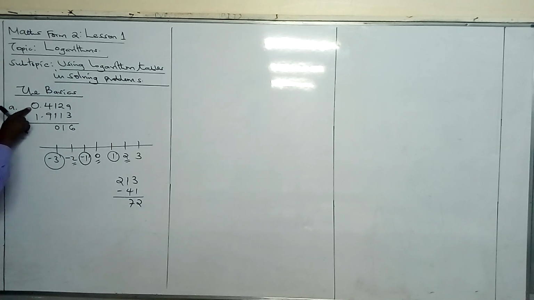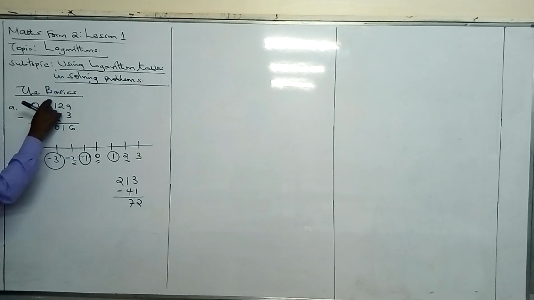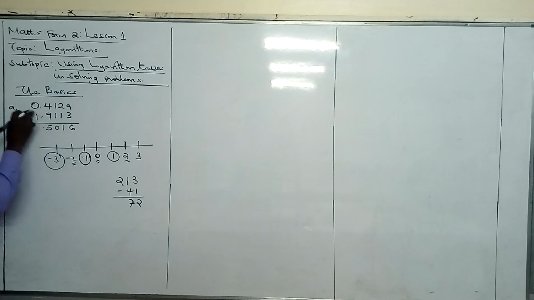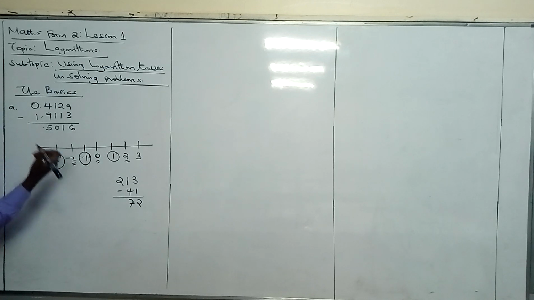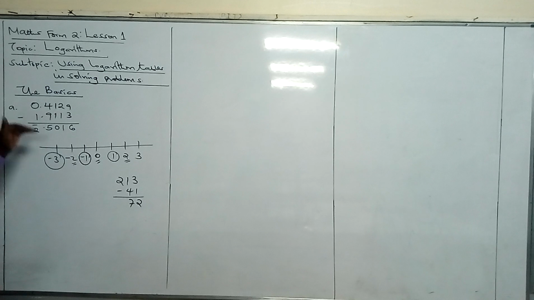Now, once we pull from 0, we will obtain 14. 14 minus 9 will be 5. Then we were left with minus 1 according to the number line. Minus 1 minus this 1, we are going to obtain minus 2. But under logarithms we say bar 2.